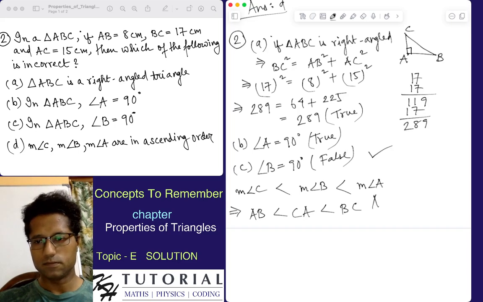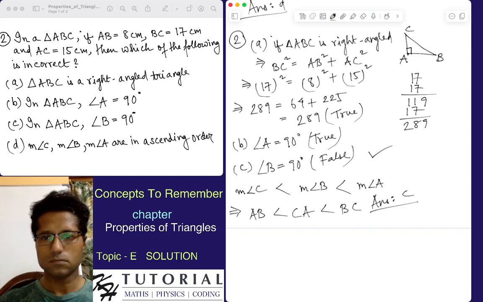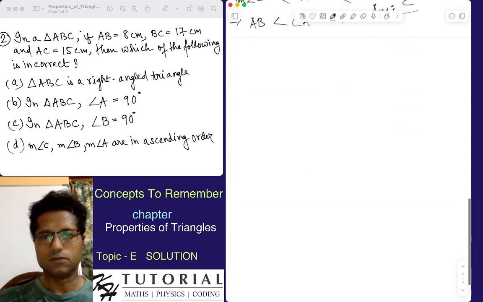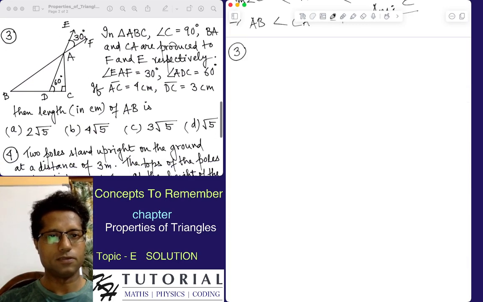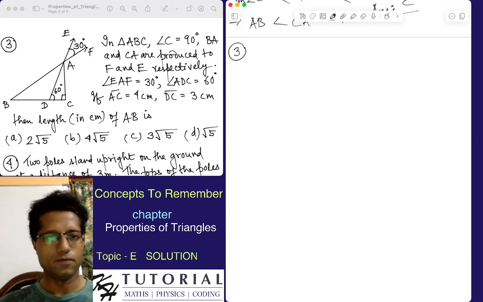So the answer is choice C. Okay. Let's do problem number 3. Problem number 3, we have a figure. It says in triangle ABC, we have a triangle ABC. Angle C is 90 degree.